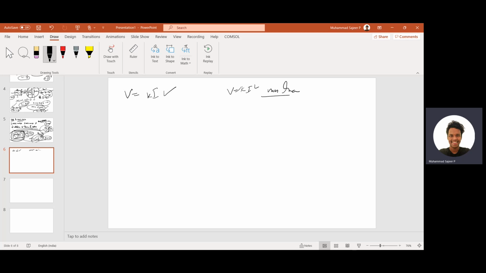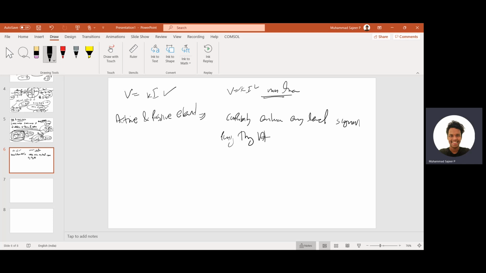And in electronics you may also hear about active and passive elements. So what are they actually? If a circuit element has the capability to enhance the energy level of the signal passing through it, then we will call it an active element.